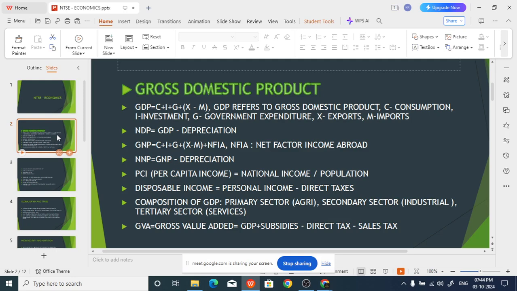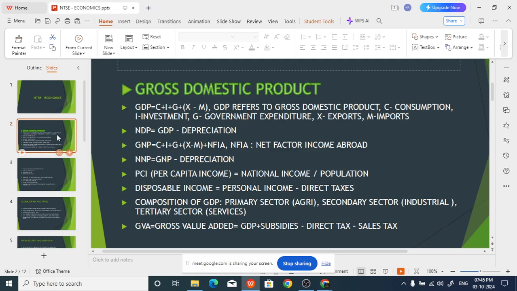Whenever somebody says agri or primary sector, they are referring to agri. Whenever somebody says secondary sector, they are referring to the industries. Tertiary sector is services, like your banking, your hospital, your education, your hotels, or software companies. All these things come under the tertiary sector. So here the most popular indicator is GDP.